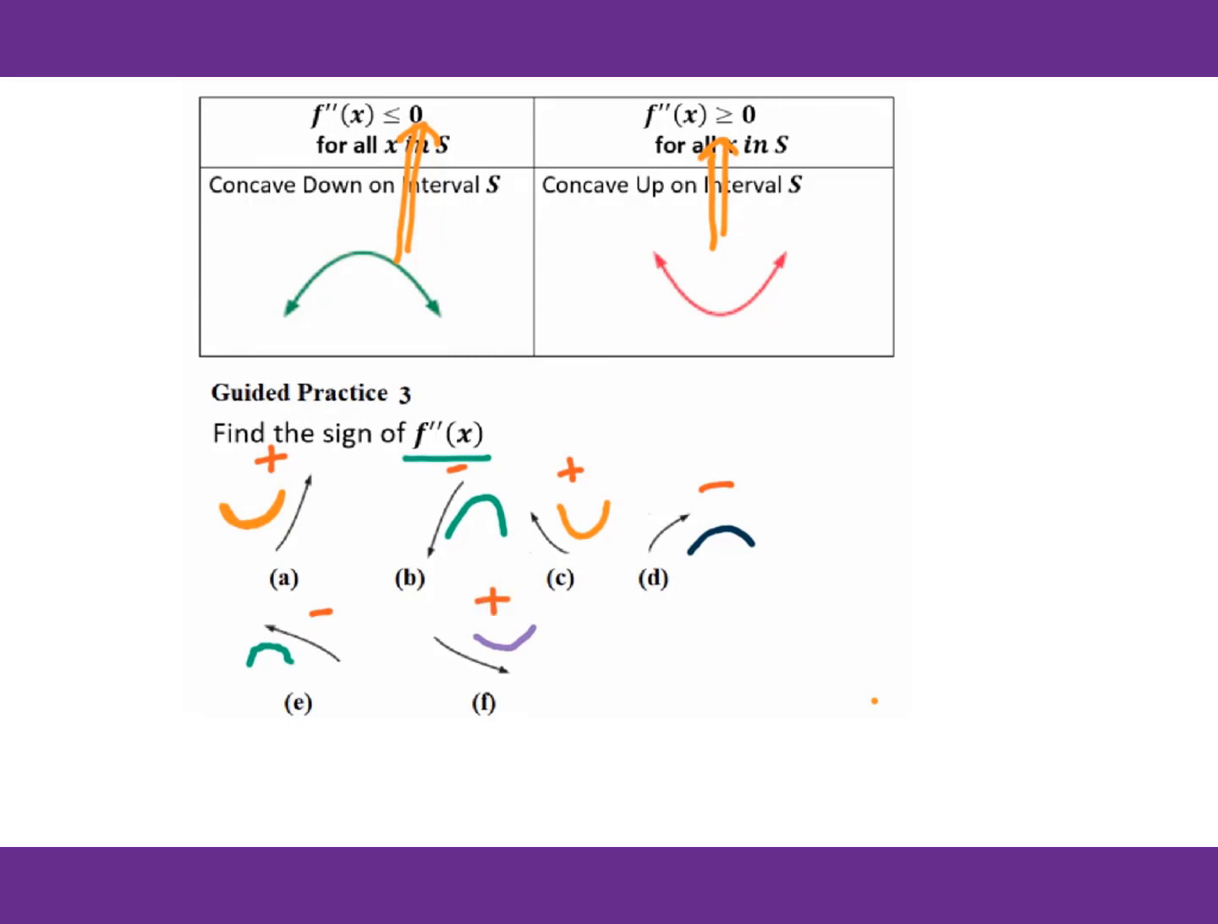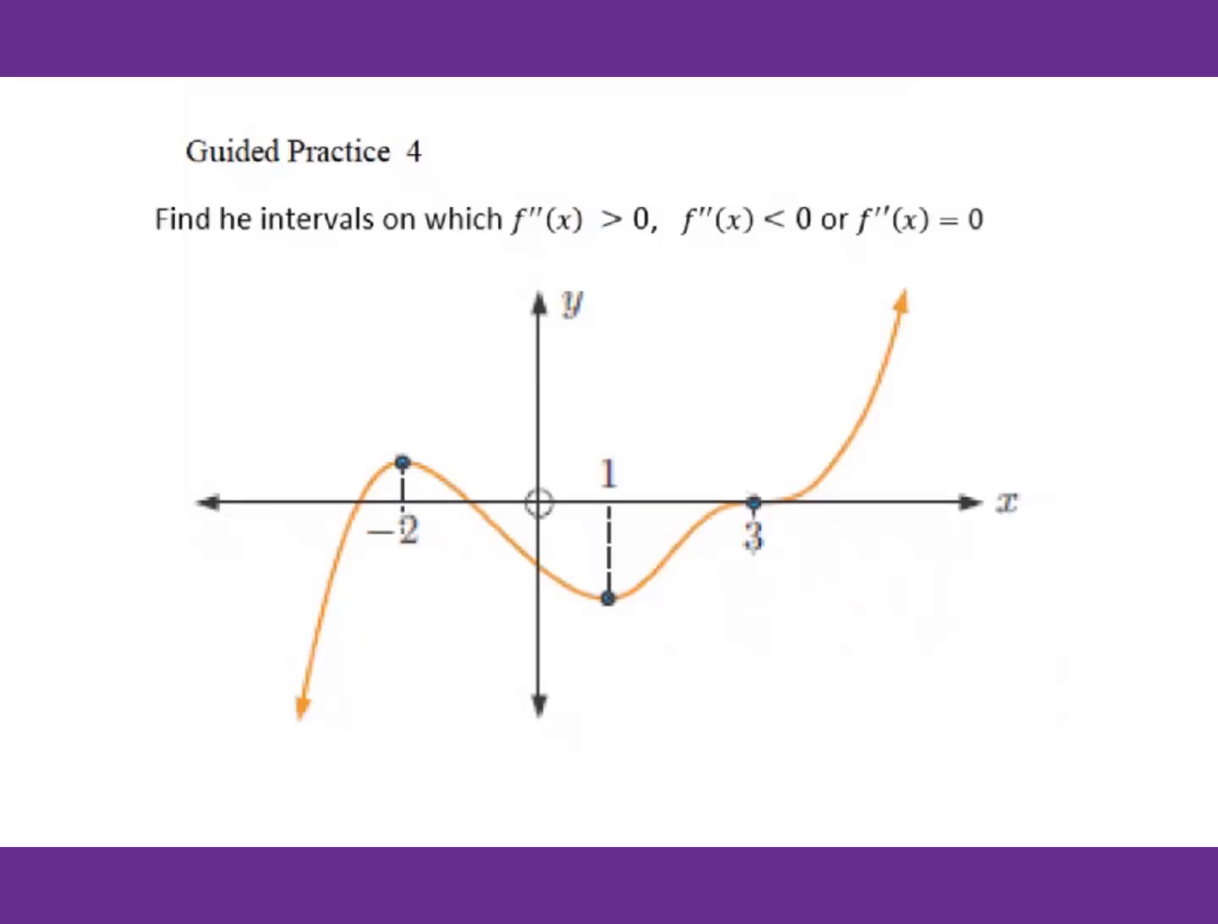Therefore, it's a positive. Guided practice 4. Find the intervals on which the second derivative is greater than 0, less than 0, or equal to 0. Greater than 0 means concave up. Less than 0 means concave down. Equal to 0 for the second derivative means inflection point.